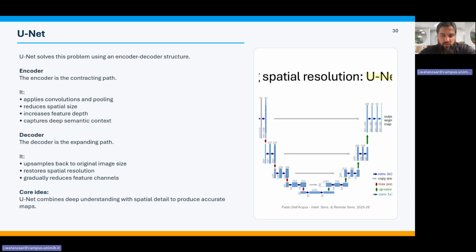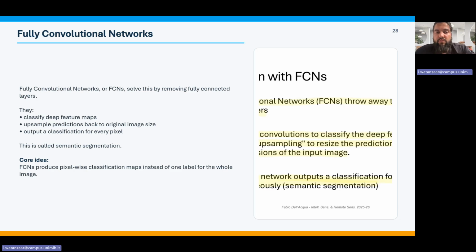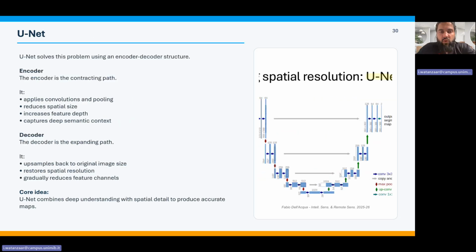It upsamples back to the original image size. The same is done by the FCN, the fully convolutional network, which upsamples the prediction back to the original image size. Exactly, this is the expanding part of the decoder in the U-Net. It restores the spatial resolution because it was reduced in the encoder, which was contracting. So gradually it reduces the feature channels here, and it is increasing the spatial information here. So the core idea is the U-Net combines the deep understanding with spatial detail to produce accurate maps.